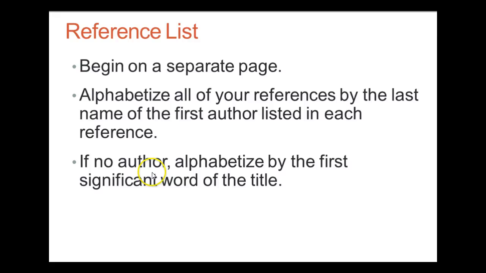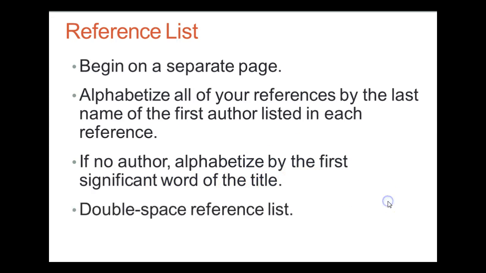Sometimes, if there is no author, then you would use the first significant word of the title of a document. So sometimes there are documents written by, say, the federal government, or things that you find on a web page where you can't find an author. Those would be situations where you would begin with the first word of the title.